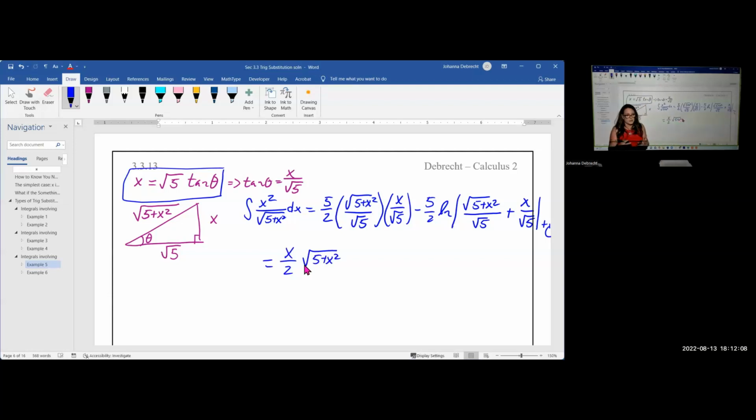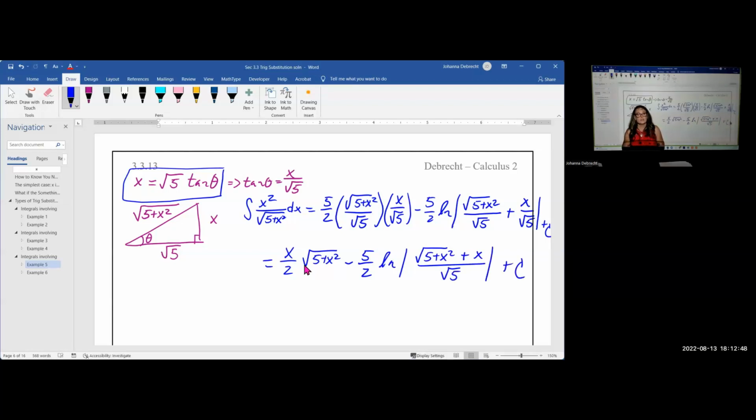That algebra is okay. It's not fun, but compared to what we've been doing, piece of cake at this point. Now what about this back part? Here's where it gets really tricky. These guys have a common denominator, right? You see where I'm going? This is what some textbooks will do. Very sneaky. They're going to have this minus 5/2 natural log, and they're going to write the square root of 5 plus x squared plus x in the numerator and the square root of 5 in the denominator.